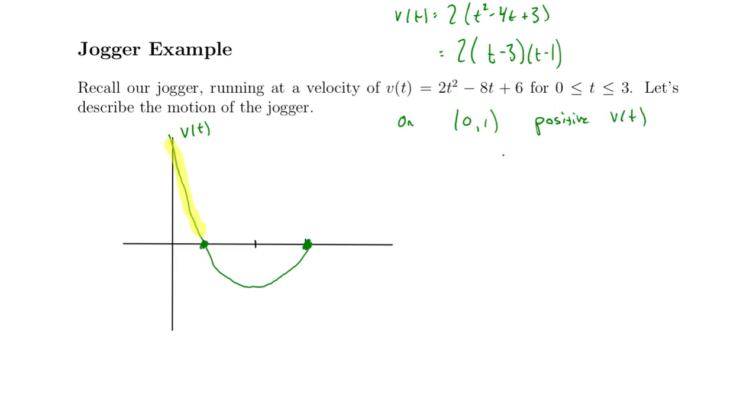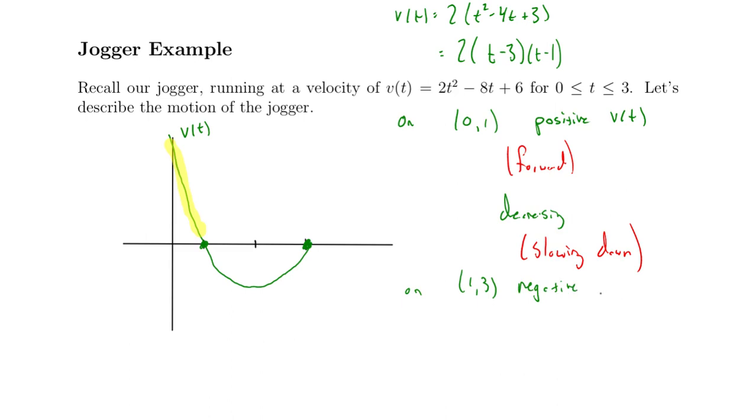What that means is that we're moving forward. It's decreasing, so that means we're slowing down. Then we could say on this interval from 1 to 3, we have a negative velocity, which means we're moving backwards.